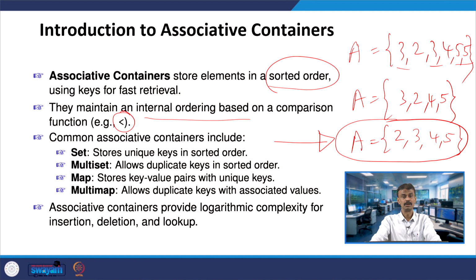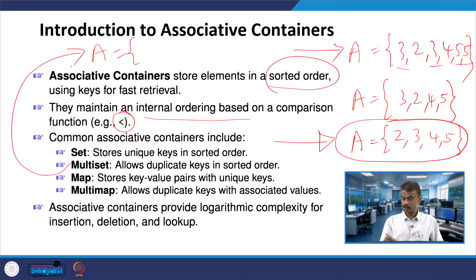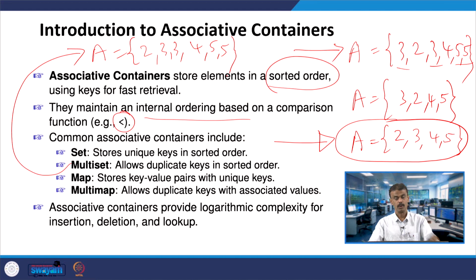This is an example. Whereas multi-set allows duplicate keys also, alright. For example, in this particular case when I write it as a multi-set, A will be equal to 2, 3, 3, 4, 5, 5, that is the meaning, right. It is also allowing duplicate keys, you can see 3 is duplicated, 5 is duplicated, and then it will be in sorted order, that is the meaning, alright. I hope you understand. Then map.